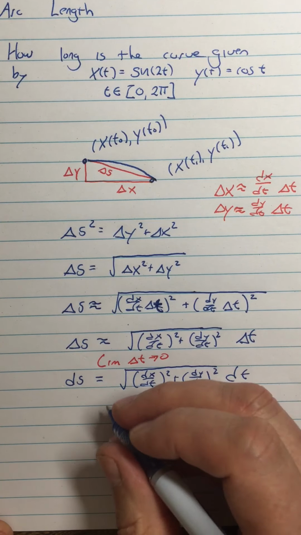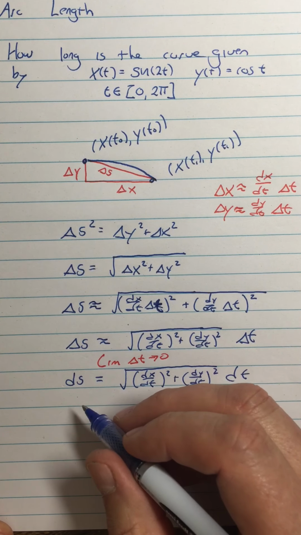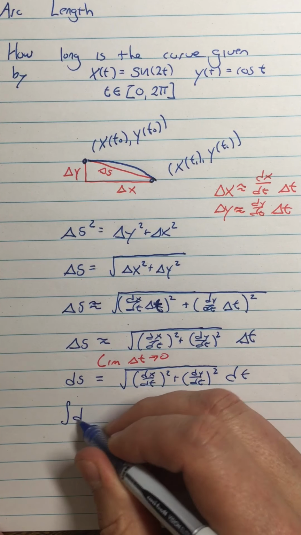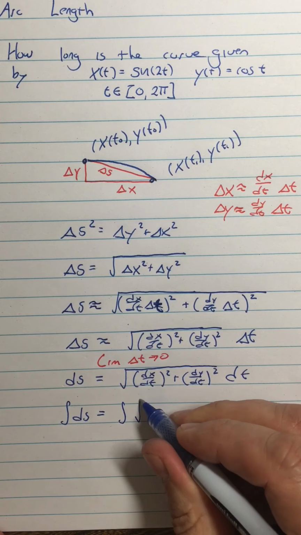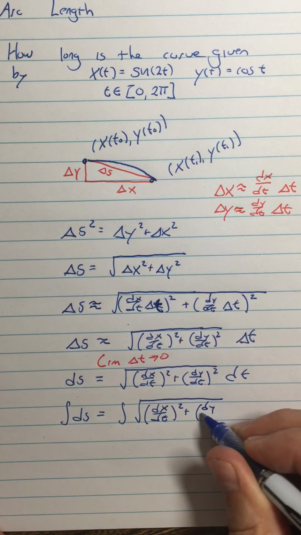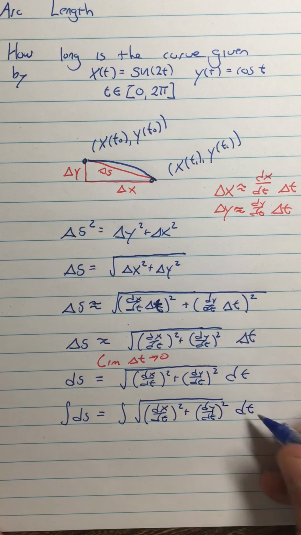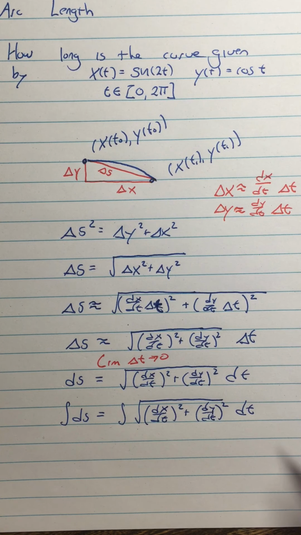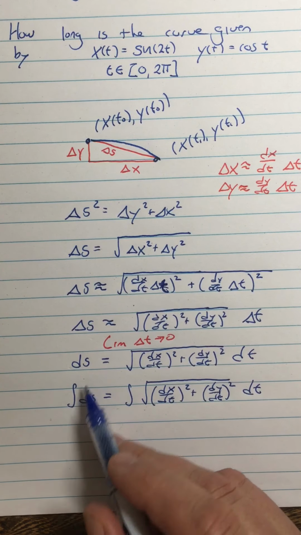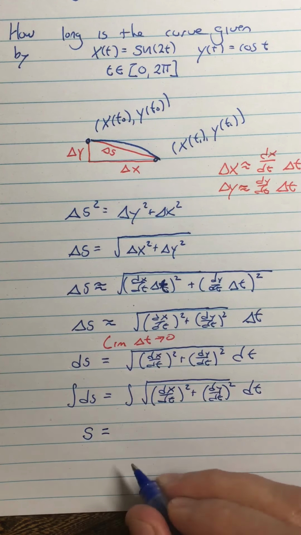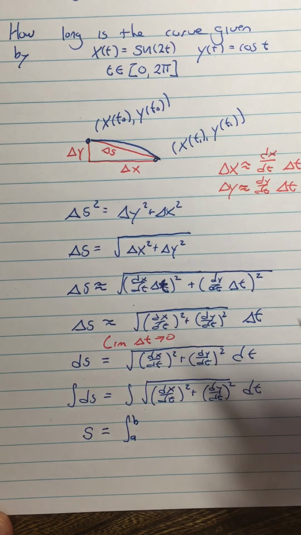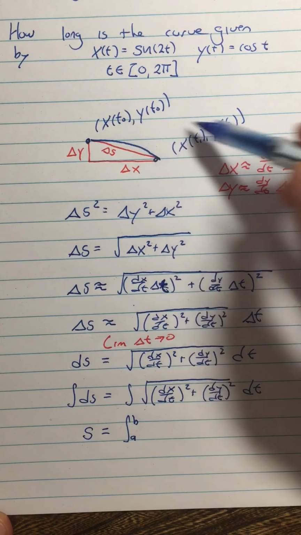Then we can just integrate both sides. Well, actually, we're integrating this side with respect to s, and this side with respect to t. So the integral of ds is equal to the integral of the square root of dx dt squared plus dy dt squared, dt. And that's basically all we need to know. If I have a specific arc length between two values, then s, the distance of the arc length between those two t values, is going to be the integral from a to b. So t0 and t1 are really like delta t apart.